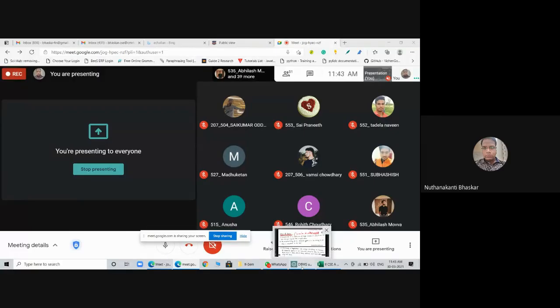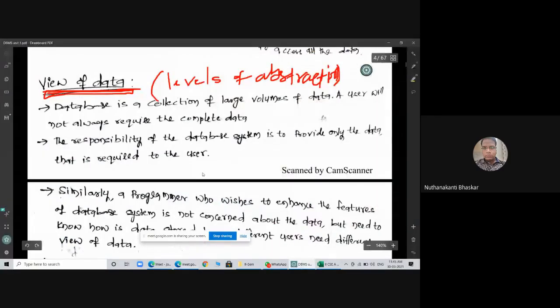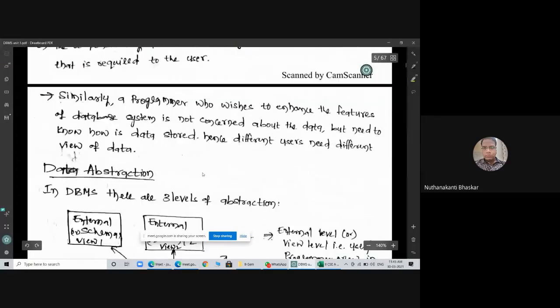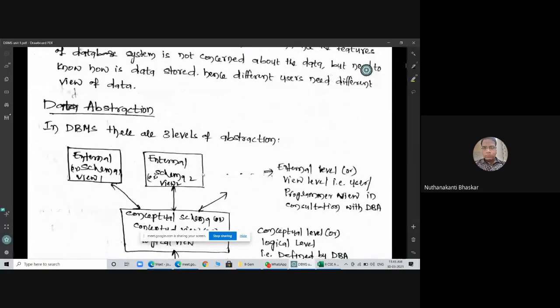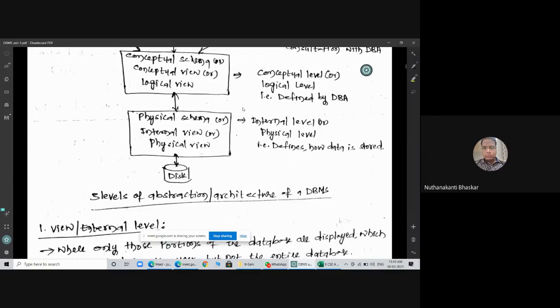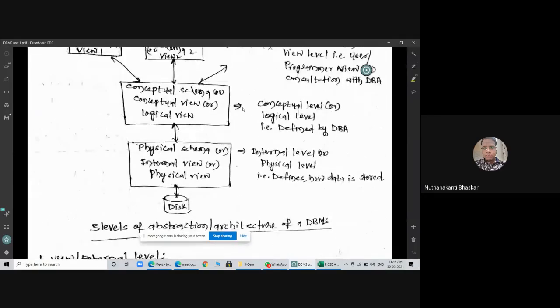In the same way, the database also has three levels. So there are levels of abstraction, sometimes called data abstraction. In the same way, the data has levels of abstraction. I will tell you one by one. Okay, the first one is the physical schema. It is also called the internal level, physical level, or physical view. View is nothing but view. You know the meaning of view.